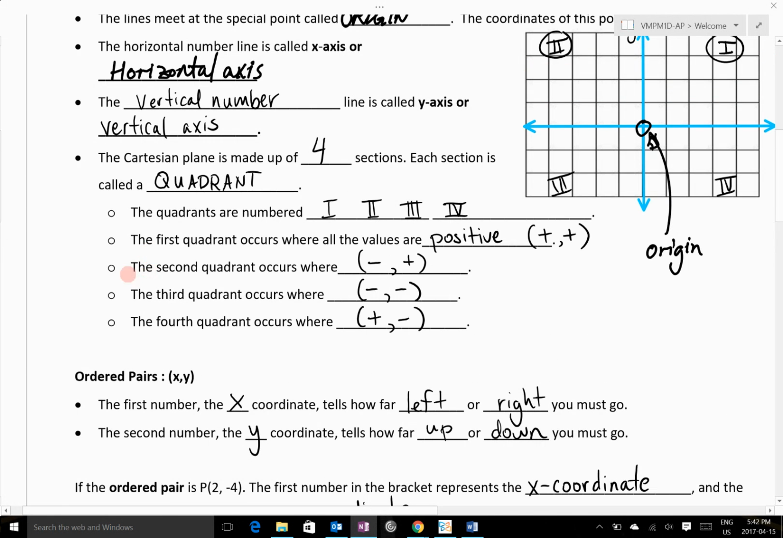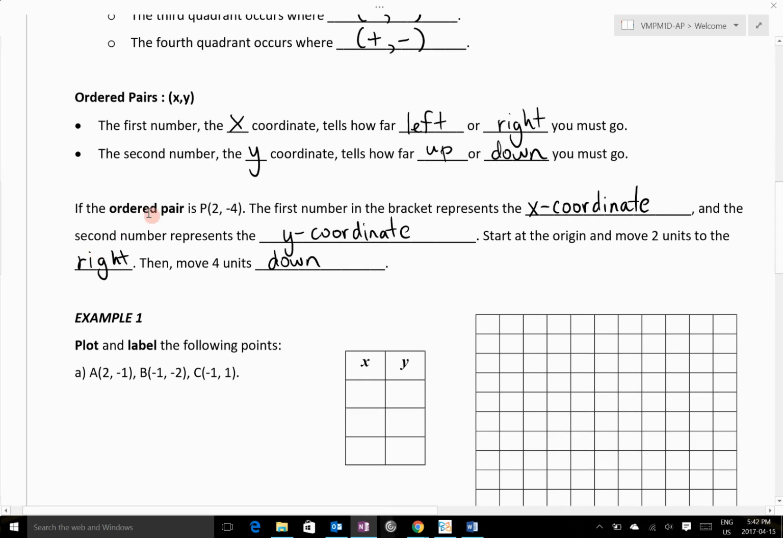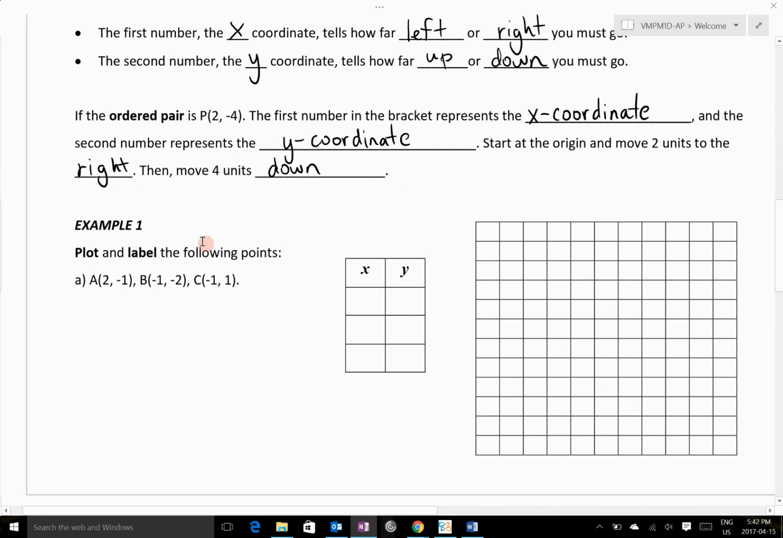Okay, so let's go down to this example. Plot and label the following points. So we have point A, point B, and point C. Okay, so I'm going to put this in a nice little table of x values and y values. So reading point A, the x value is 2, the y value is -1. Point B, I have -1 for my x value and -2 is my y value. Same for point C, I have -1 for my x, and I have +1 for my y value.